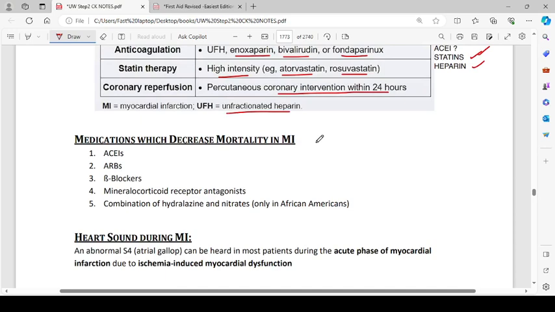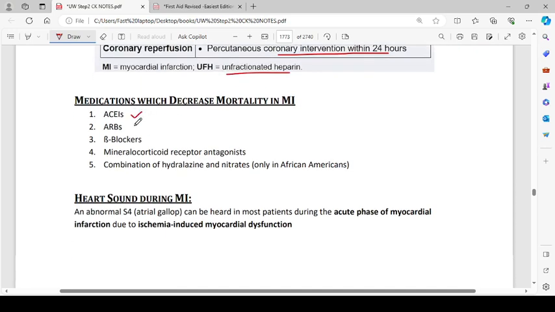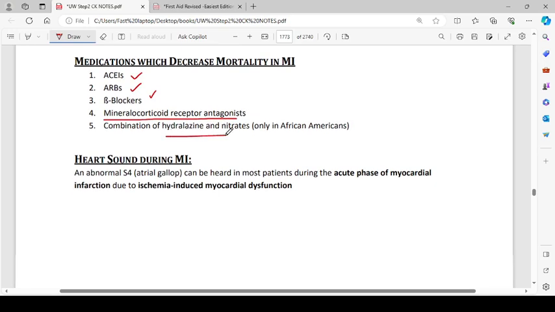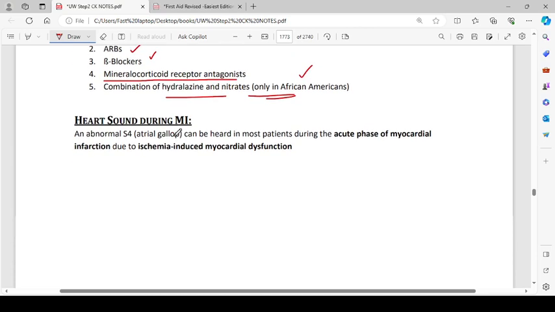Medications with decreased mortality in MI: ACE inhibitors, angiotensin receptor blockers, beta blockers, mineralocorticoid receptor antagonists, and the combination of hydralazine and nitrates only in African Americans. Heart sounds during the MI: an abnormal S4 atrial gallop can be heard in most patients during the acute phase of myocardial infarction due to ischemia-induced myocardial dysfunction.